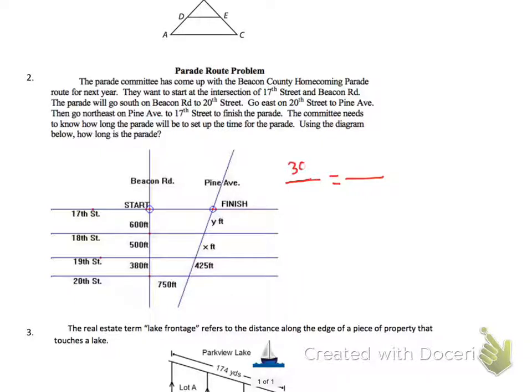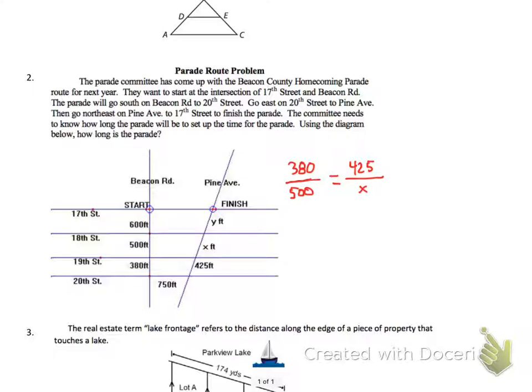Okay, 380 over 500 equals 425 over x. And remember, pattern of correspondence. These correspond, the 380 and the 425, the 500 and the x correspond to each other.